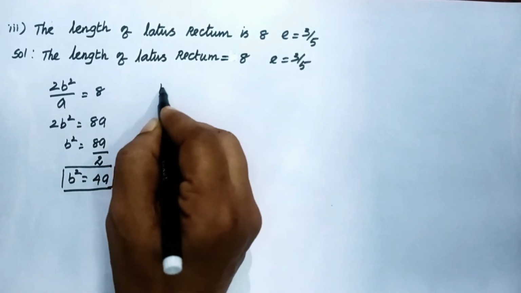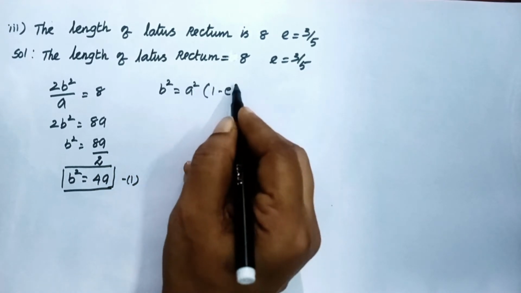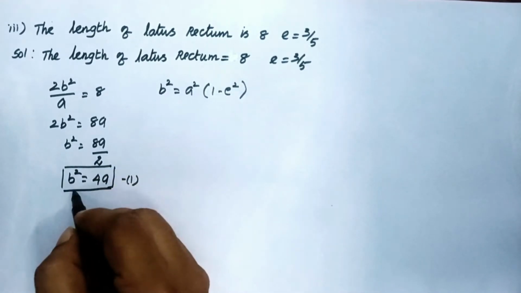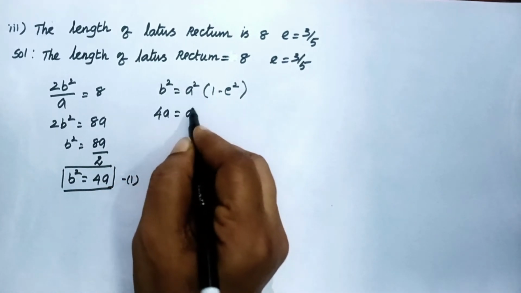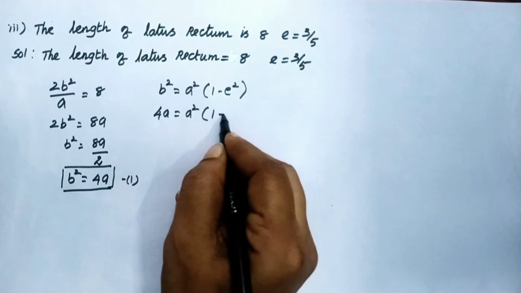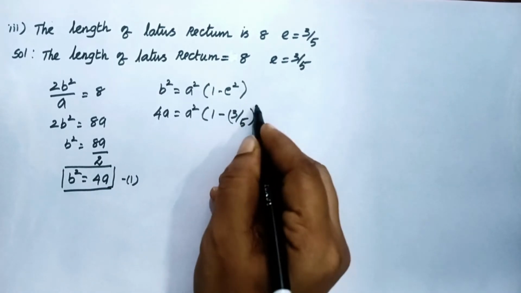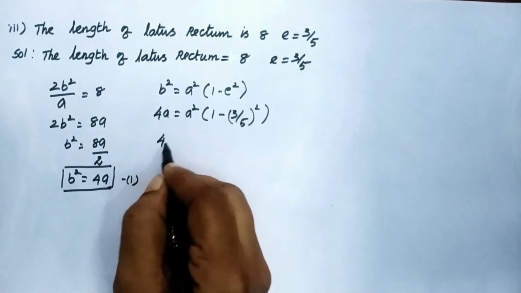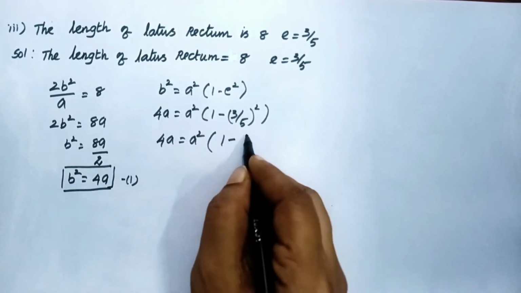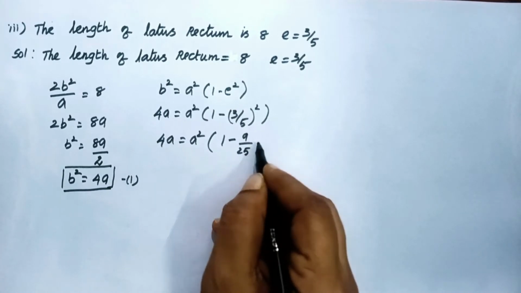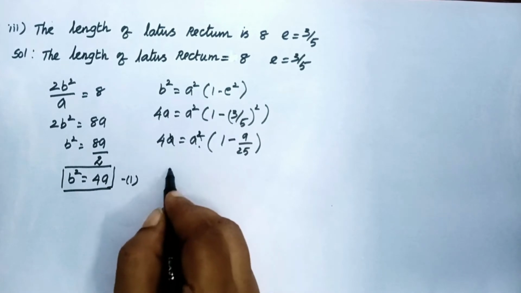So this is the first equation. You know the formula b squared equals a squared into 1 minus e squared. So you substitute b squared equal to 4a here. 4a equals a squared into 1 minus e, where e is 3 by 5, the whole squared. So 4a equals a squared into 1 minus 9 by 25. So a and a will get cancelled.